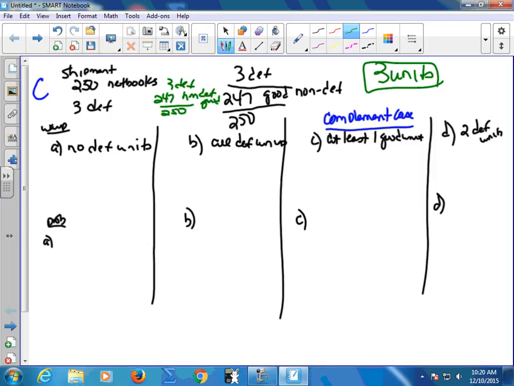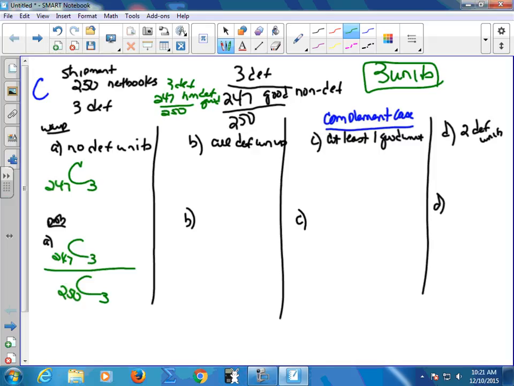How many ways can I go to your non-defective units? How many non-defective units do you have? How many groups of 3 can I make in those? Okay, that's how many ways. Probability says over the generic. What's going to be my generic? 250C3. I don't care if they're good or bad. I want all together. So now I'm just going to take this guy and put it right over this. Do you see the difference?